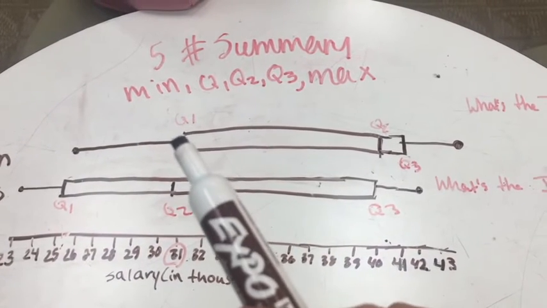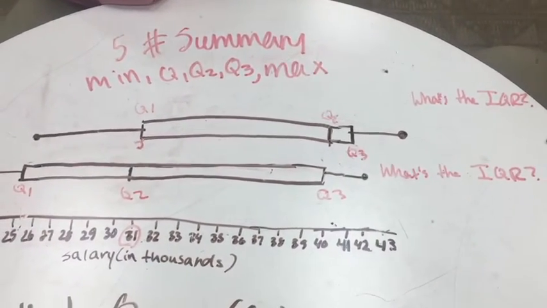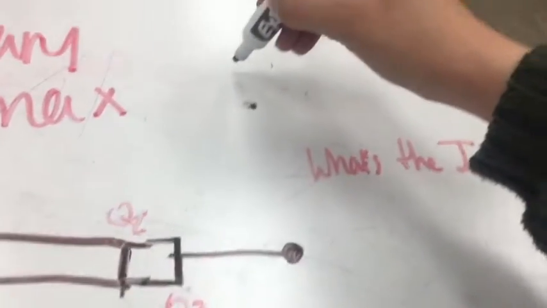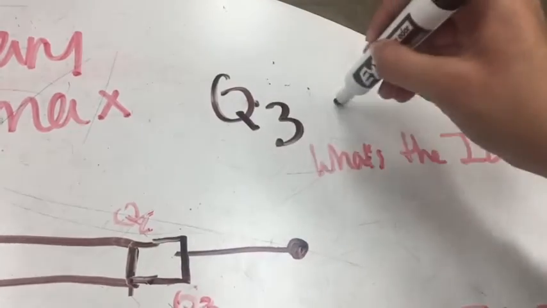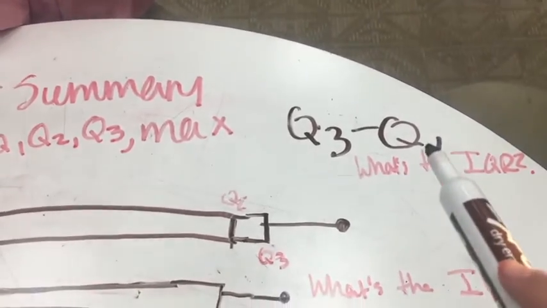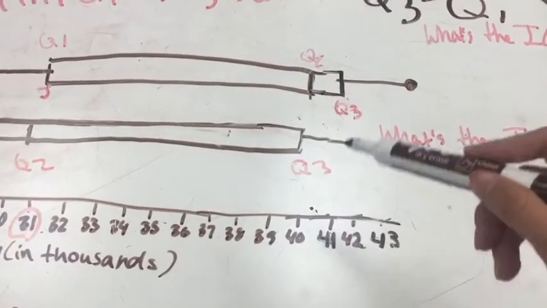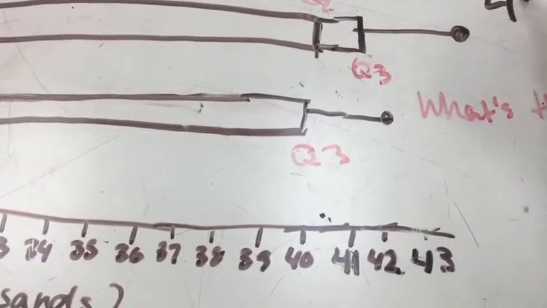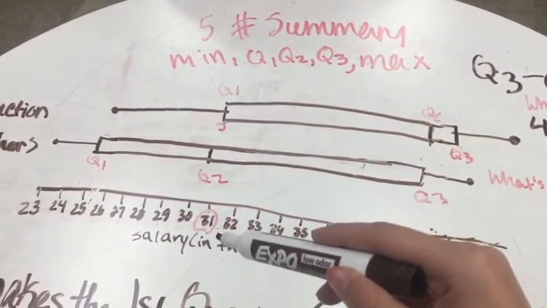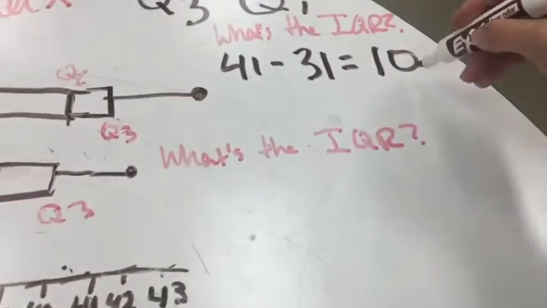So now that you've labeled your Qs, you're able to find your IQR, and that stands for interquartile range. And in order to find your IQR for any box plot, you need to take your Q3 minus your Q1. So in order to find the IQR of a construction worker's salary, we would take their Q3, which looks like 41, minus their Q1, and we can see that that looks like it's at 31. So their IQR is 10.